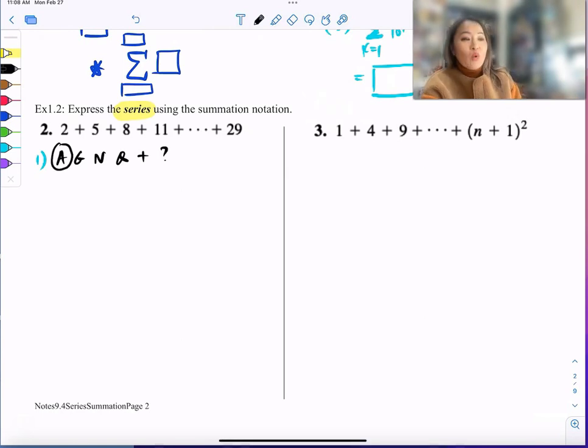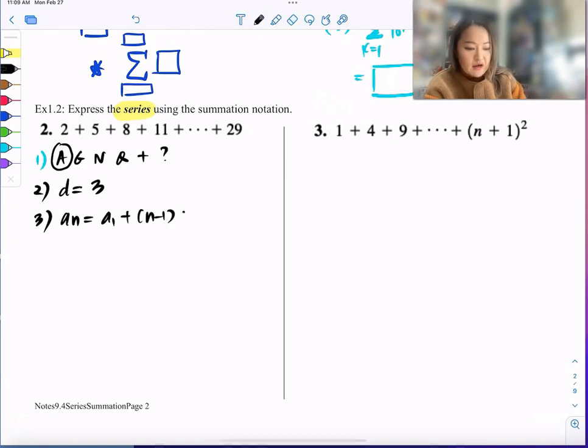I see. Well, if it's arithmetic, then we know that it has a common difference, and that's 3. That's easy to recognize, right? So if it's arithmetic, we also know that it has this formula: a sub 1 plus n minus 1 times d, or a sub 0 plus nd. Remember that formula? So let's actually do that right now.